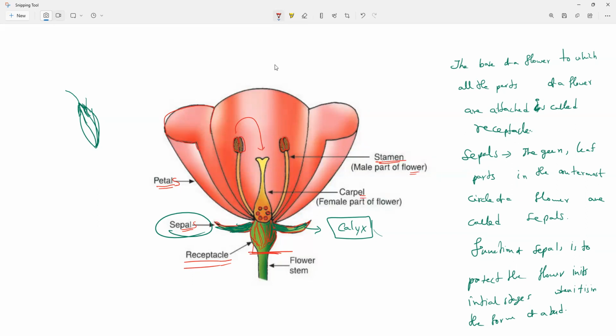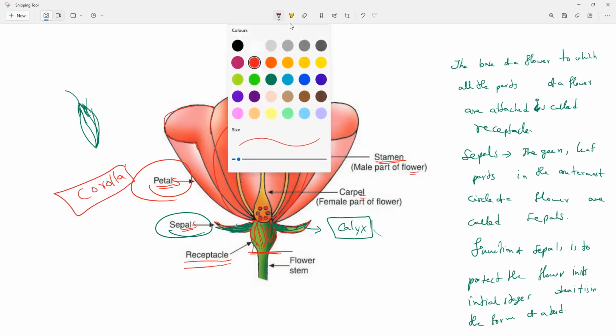And the entire reproductive part of a flower is protected by whom? Everybody, petals only. That is why you can see inside the petals the whole male and female reproductive cells are present. So that is what we call petals. So write it. First name: petals can also be called corolla. Corolla is another name of petals.